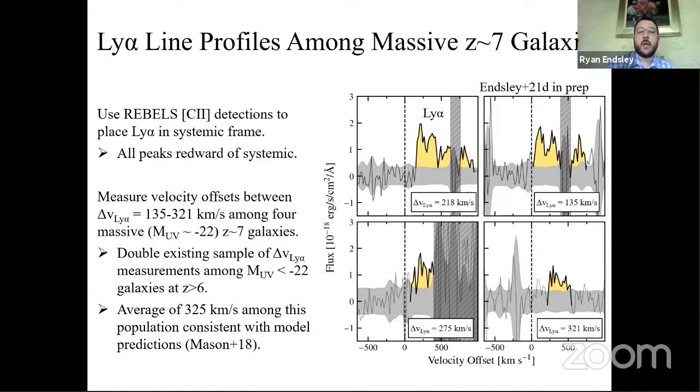With our sample, we've been able to double the number of velocity offset measurements among extremely luminous M_UV less than -22 galaxies at redshift greater than 6. And combining our results with that literature sample, we find an average of 325 kilometers per second among these extremely luminous galaxies, consistent with model predictions.